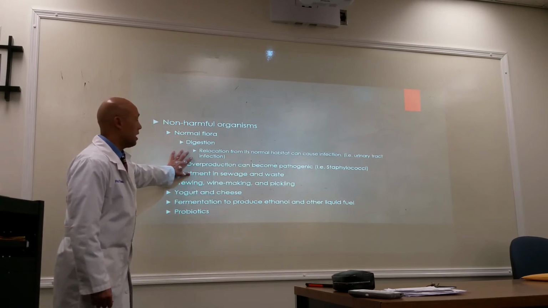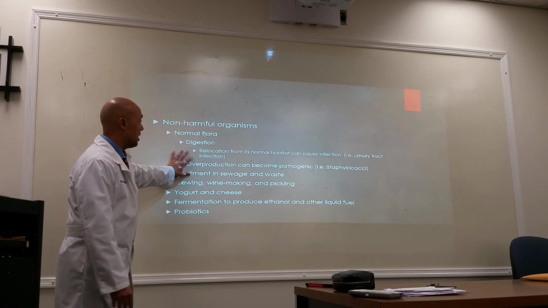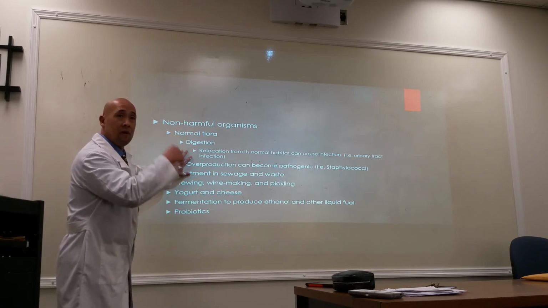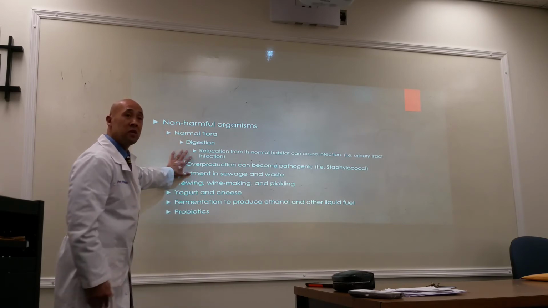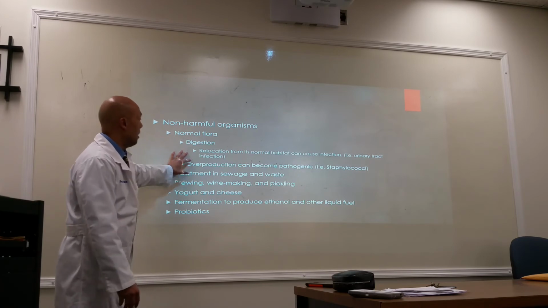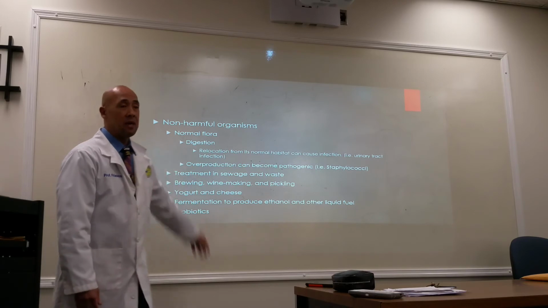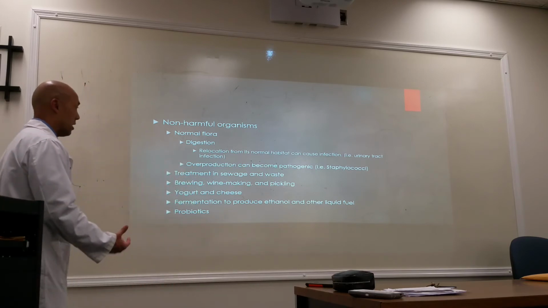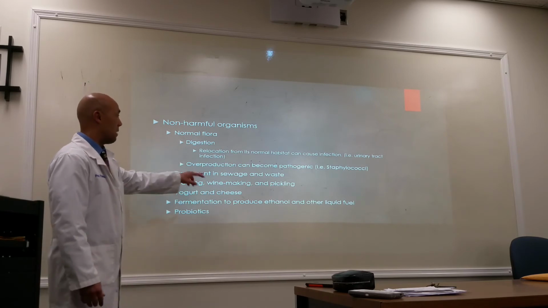How do we usually get, this is for females, how do we usually get urinary tract infections? Wiping backwards. From wiping the opposite way. You're bringing normal bacteria from the GI tract into the urinary tract, and that's how you get a UTI. One example, okay? Overproduction can also be bad. If you have an overproduction of a certain type of microorganism, it can become toxic and pathogenic.